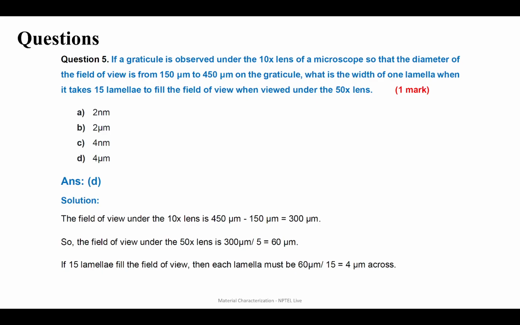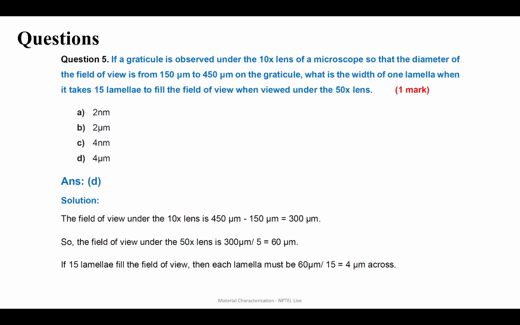So the correct solution will be D, 4 micron. A graticule is basically a very small scale bar. So under the 10x microscope, you are seeing it go from 150 micron to 450 micron. So that is a gap of 300 micron. And when you go to the 50x lens, you are increasing your magnification by 5x, so your field of view will reduce by 5x.